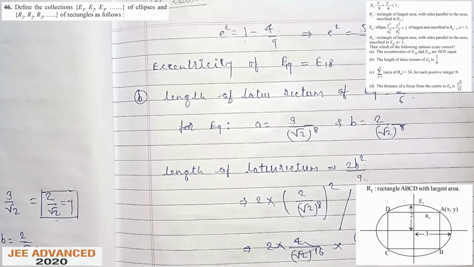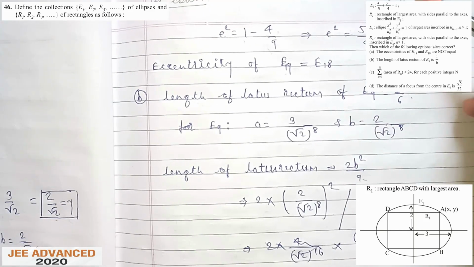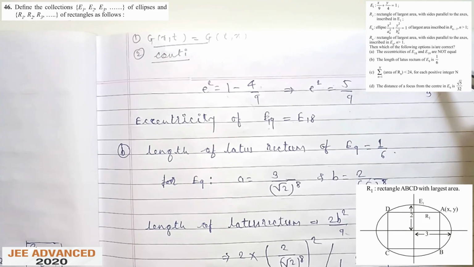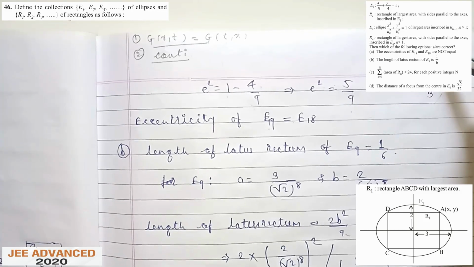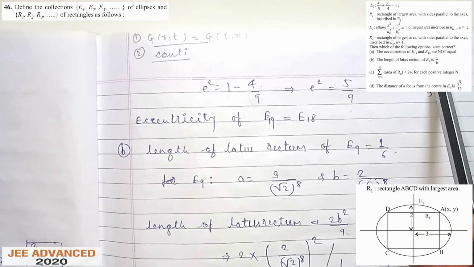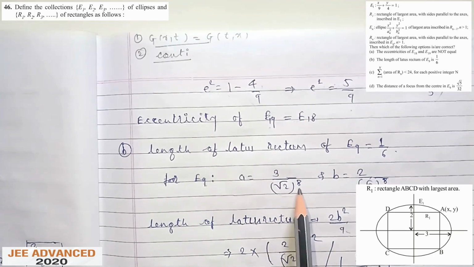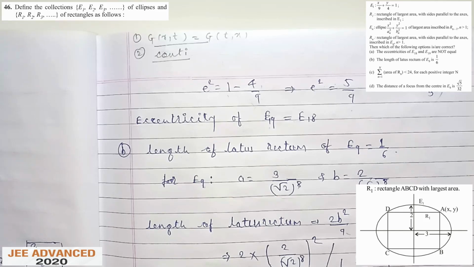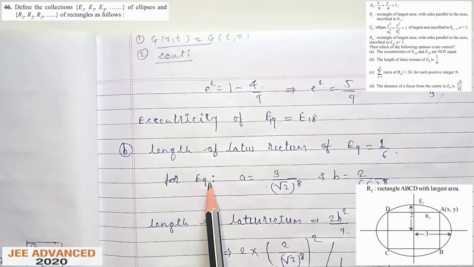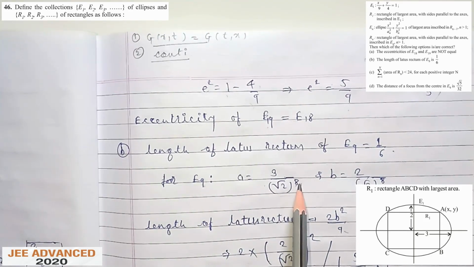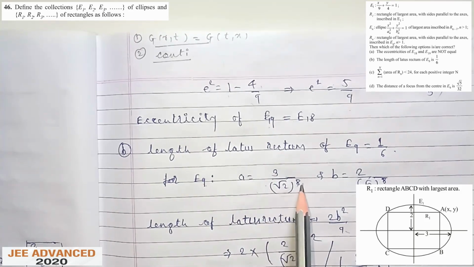When we have the third ellipse, which we already found, we write the value of a as 3 by root 2 square, and b as 2 by root 2 square. That means for the nth ellipse we write the n minus 1 power of root 2. So for the ninth ellipse, 9 minus 1 is 8. Don't get confused, for every ellipse a and b will vary. So I got a as 3 by root 2 to the power 8, and b as 2 by root 2 to the power 8.